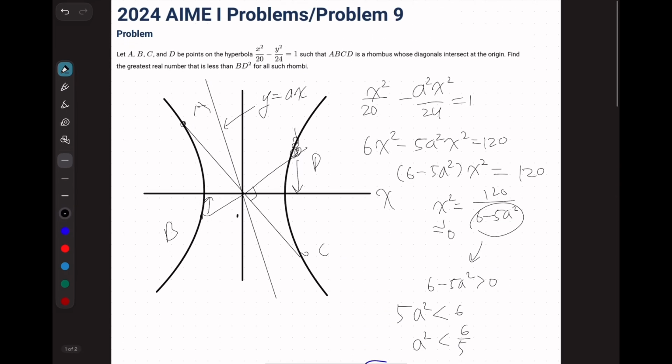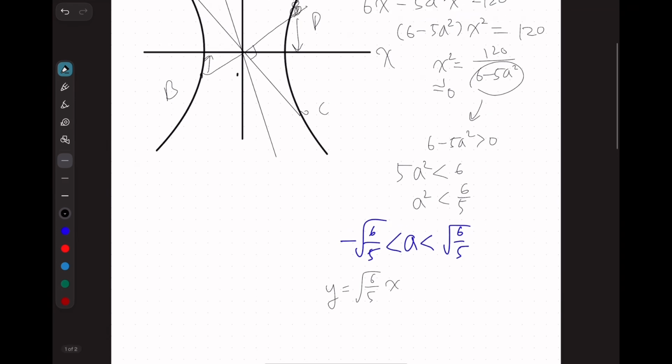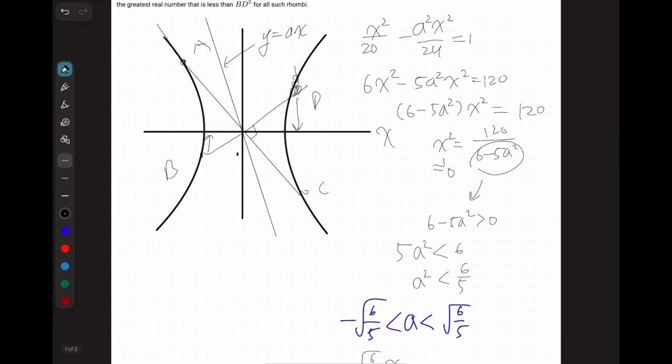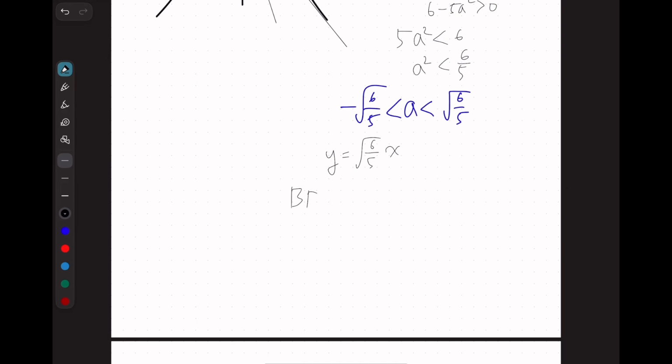Now let's say that AC is y equals square root of 6 over 5 times x. Then AC would be the asymptote, so it does not meet the hyperbola. Then that is the smallest value that BD cannot reach. So it's kind of like the asymptote of the value of BD. So the slope of line BD should be negative square root of 5 over 6. So BD should be y equals negative square root of 5 over 6 times x.